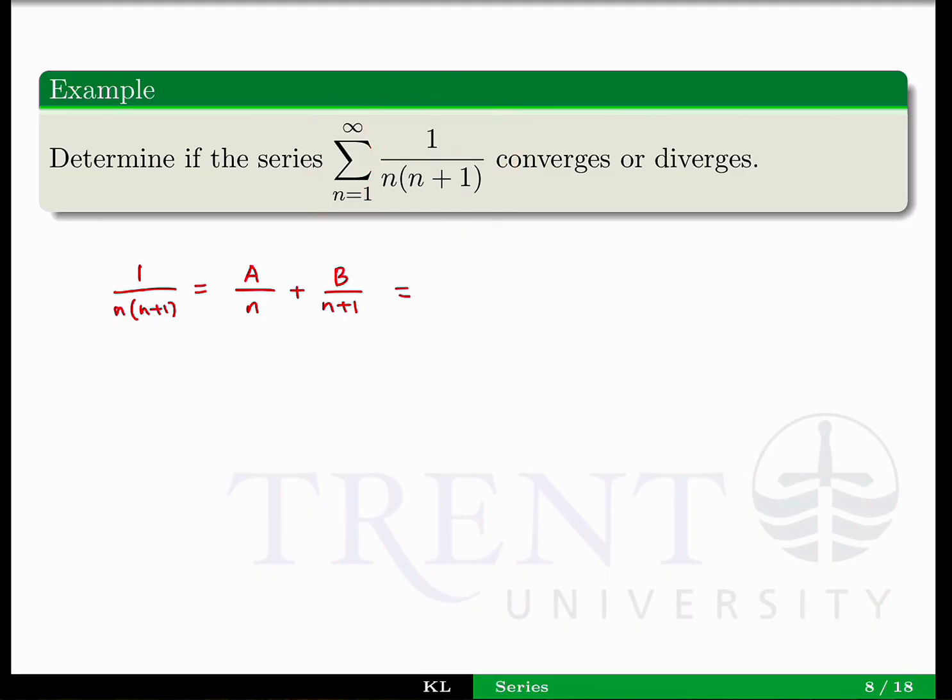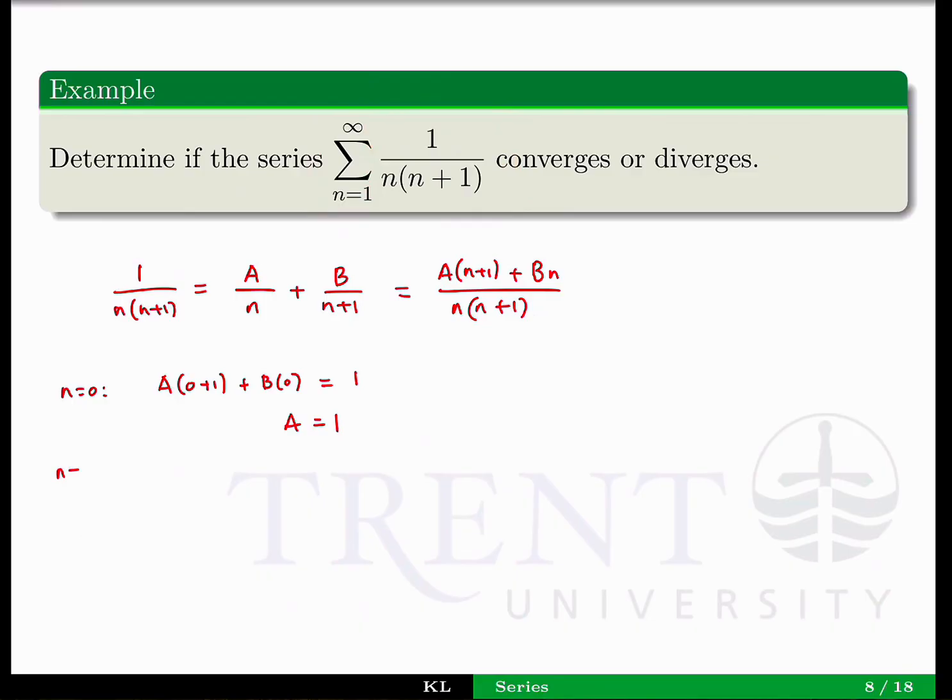And then we combine it again. You will have A times n plus 1 plus B times n, over n plus 1 times n. Then we can find the actual values for A and B. For example, if we take n equals 0, we will have A times 0 plus 1 plus B times 0, and this should be equal to this numerator because, well, that is just constant 1. So this means that A is equal to 1.